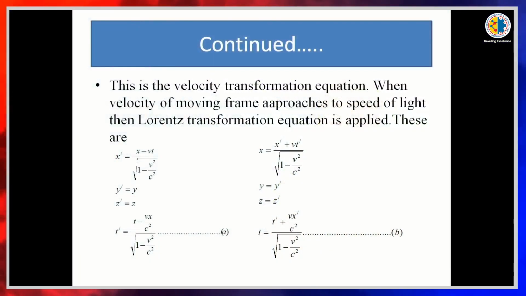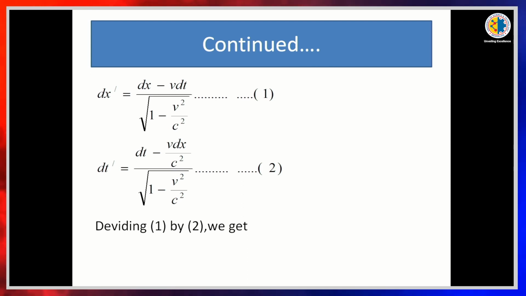So, this is given by equations A and B. Where velocity is very much less than c, the ratio v by c is negligible, and so the Lorentz factor, 1 by root over 1 minus v square by c square, is negligible in the case of velocity very much less than c. Then the Lorentz transformation equations convert to the Galilean transformation equations.